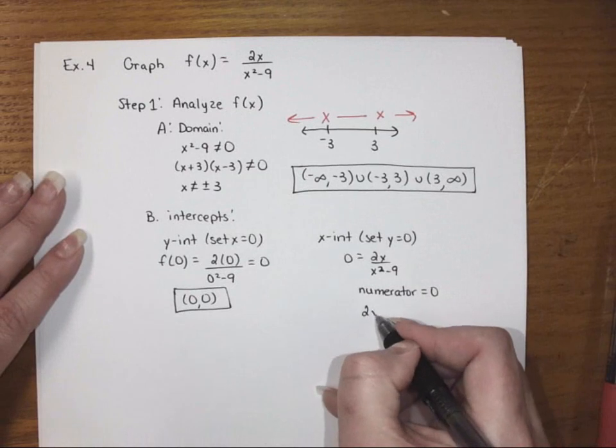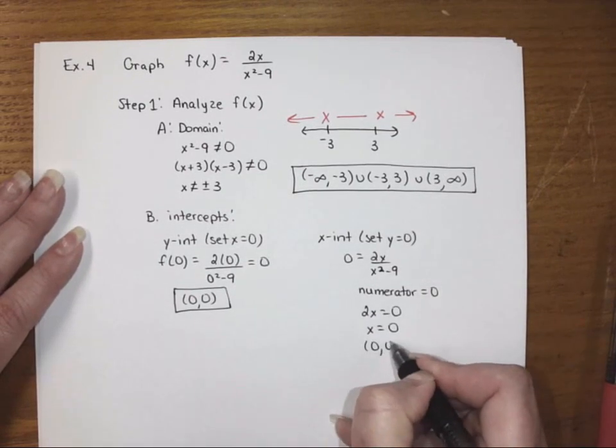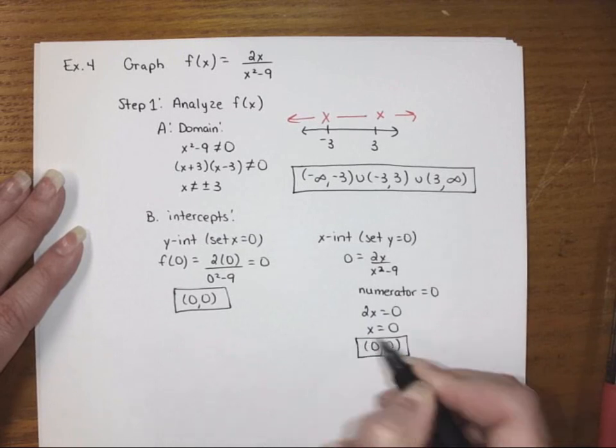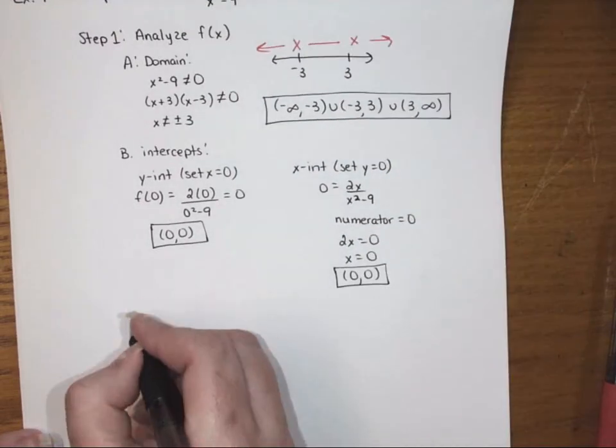Notice if you set 2x equal to 0, that happens when x is 0. So again, we just get the point (0, 0). So notice the x and y intercepts are not distinct points from each other. They're actually one and the same, okay? And that's okay. That happens sometimes.